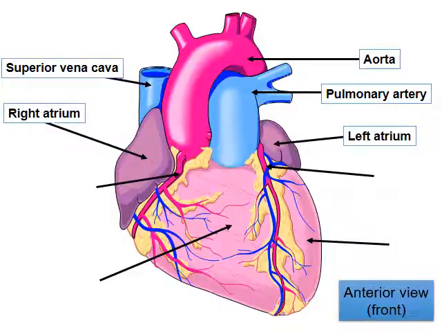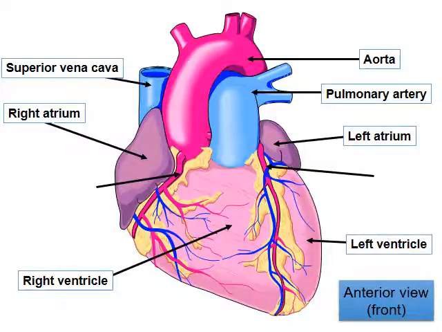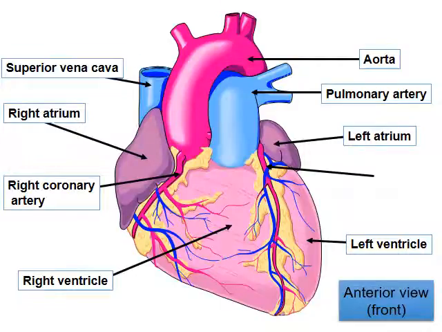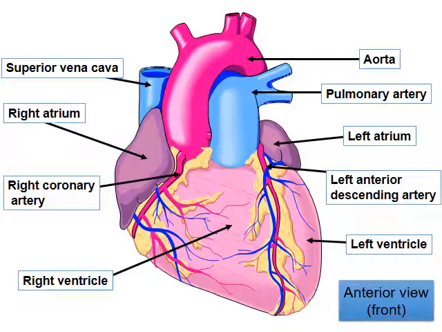The right ventricle is mostly on the anterior surface of the heart, while the left ventricle is mostly lateral and posterior. The heart itself is a muscle and requires its own blood supply. The right coronary artery is seen here, originating from the aorta, and here is the left anterior descending artery, which is a division of the left main stem artery.